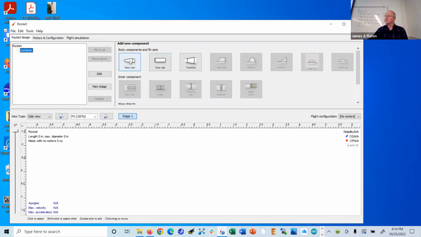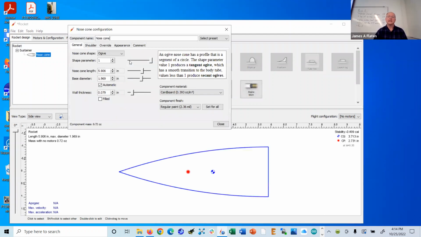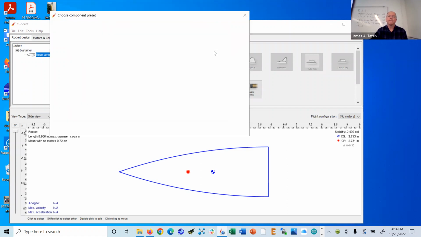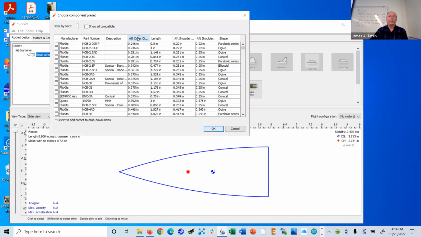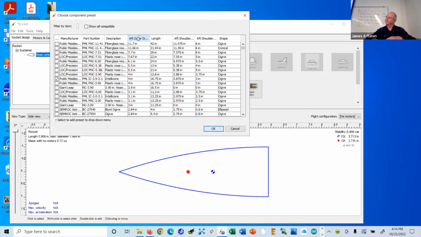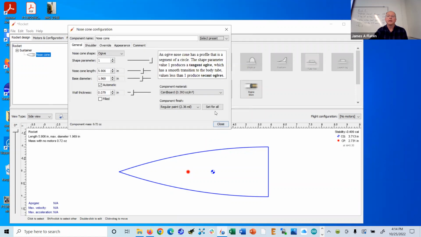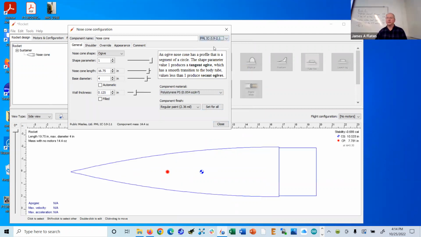The first thing I want to put in is a nose cone, right? Here it is. And it says, what kind of nose cone do you want? I say, I want a nose cone chosen from a database. Then if I click the outer diameter twice, I can get it to be listed in biggest to smallest nose cones. I'm particularly interested in a 4-inch rocket. So let me just assume that I have chosen this one here, this Public Missiles 4-inch nose cone. Once I have chosen that, it comes up here as a selectable nose cone. And there it is. So now I have a nose cone.